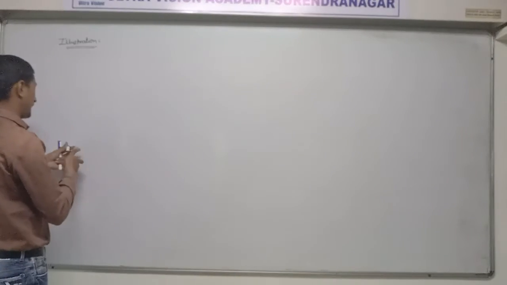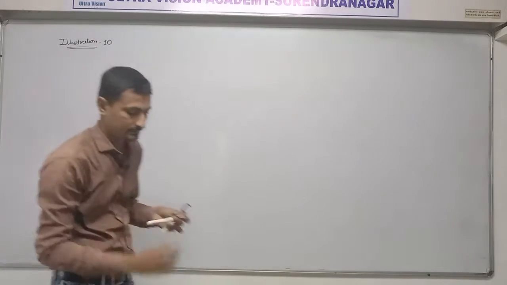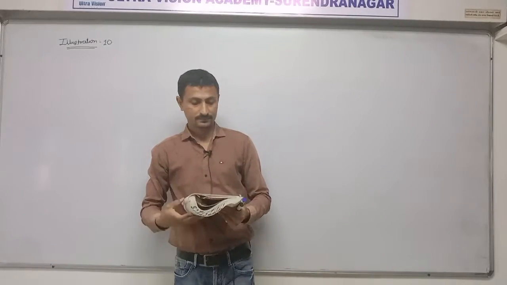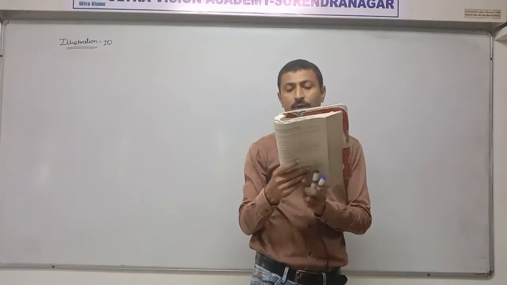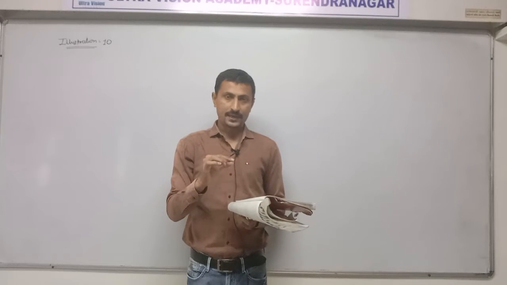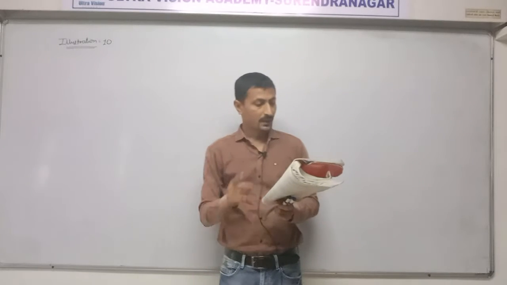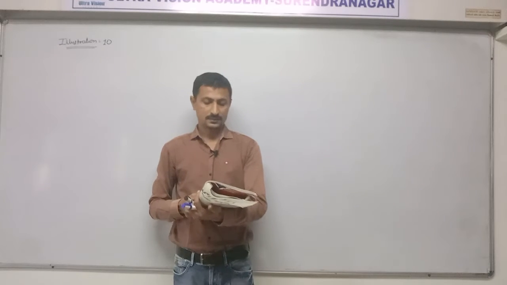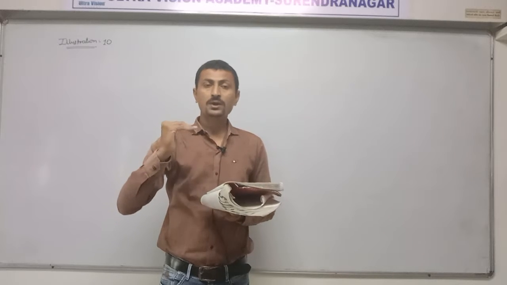Next, illustration number 10. From the following, more than cumulative frequency distribution. In the previous illustration, less than data was given. Here, more than cumulative frequency distribution is given. First question: determine the number of persons having age 40 or more, meaning more than 40.